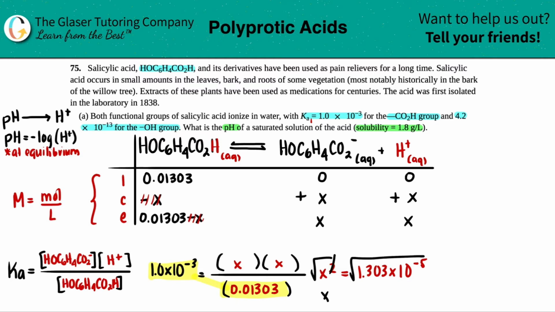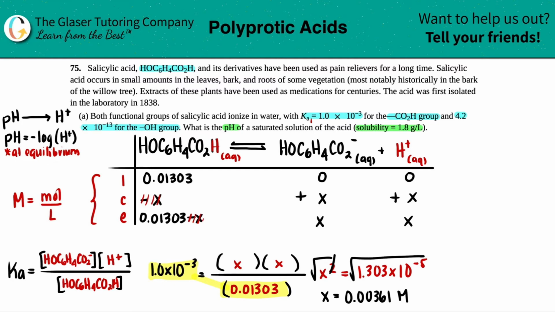And since this is an answer now, right? Well, technically not really because it's not the pH, it's just the H+. But let's just say that we have 0.00361 molarity. Now let's do that 5% rule.